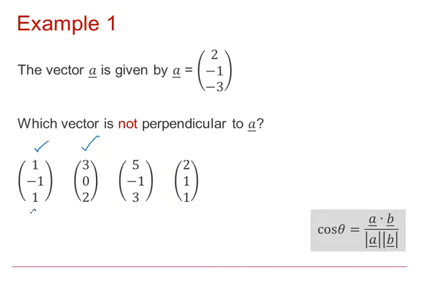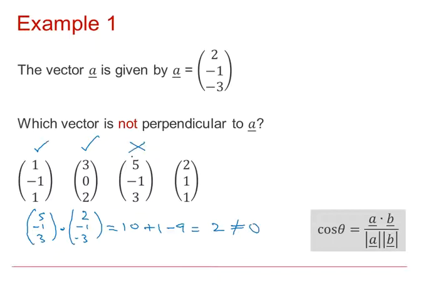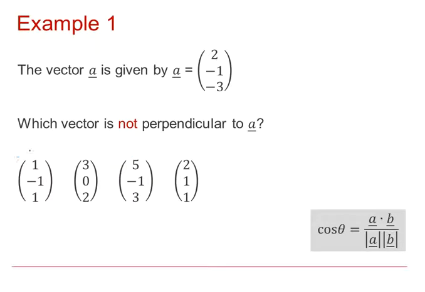Now testing the third vector, (5, -1, 3), dot it with A, we get 10 plus 1, take away 9 is 2, which is definitely not 0, so this third one is not perpendicular to A. So we have perpendicular, perpendicular, not perpendicular.